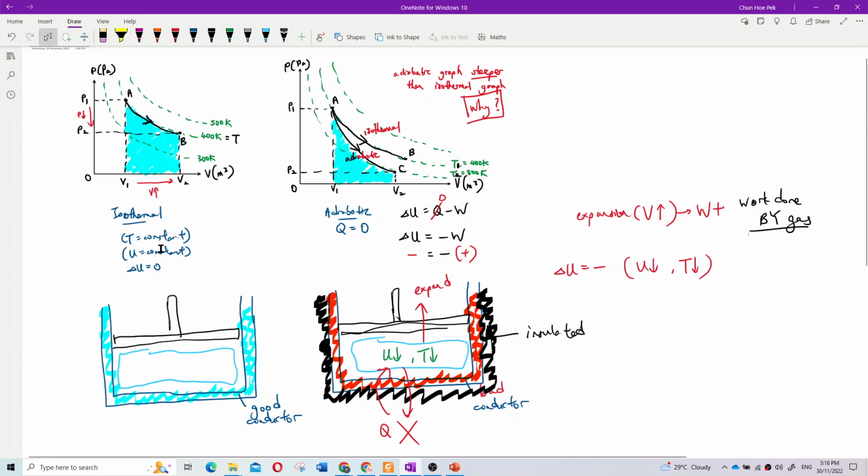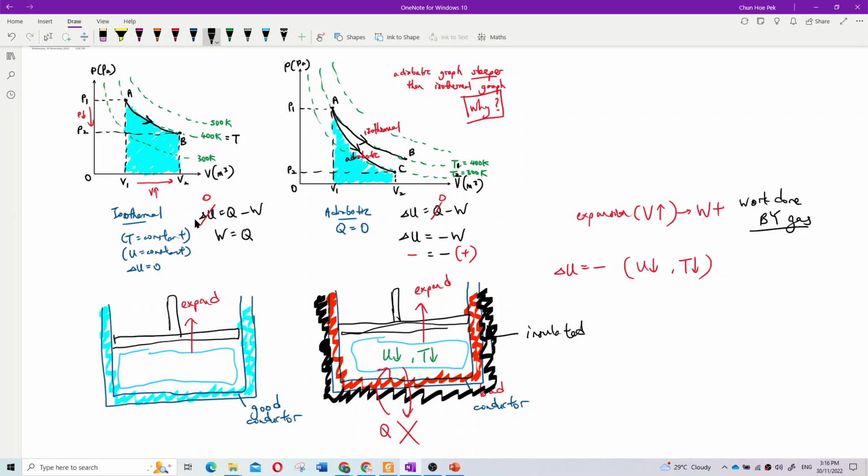But the thing is, this one, the gas also expands. But why doesn't the internal energy drop? Why is the temperature still constant? For this one, let's look at the first law again. Delta U equal to Q minus W. This one, delta U, the internal energy, maintains constant. So what happened to the work done? Work done is equal to Q. See that? This is because in this one internal energy is constant, temperature constant.